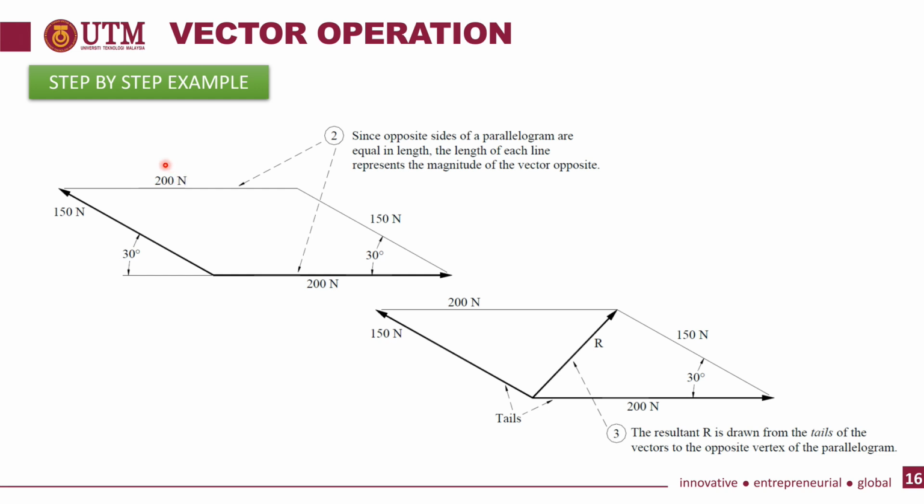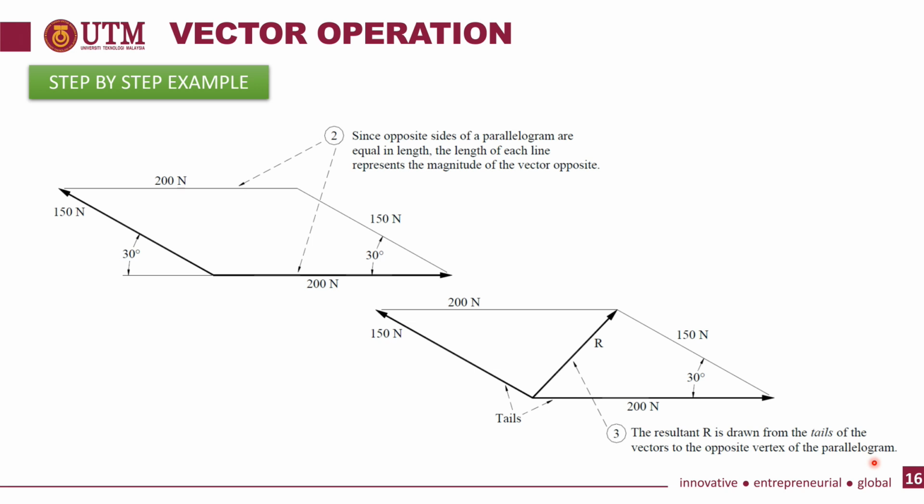All right, so this is 200 Newton and this is also 200 Newton. Similar to here, this is 150 Newton and this is also 150 Newton here. All right, so the next step is, the resultant R, which is the resultant force, is drawn from the tails of the vectors to the opposite vertex of the parallelogram.